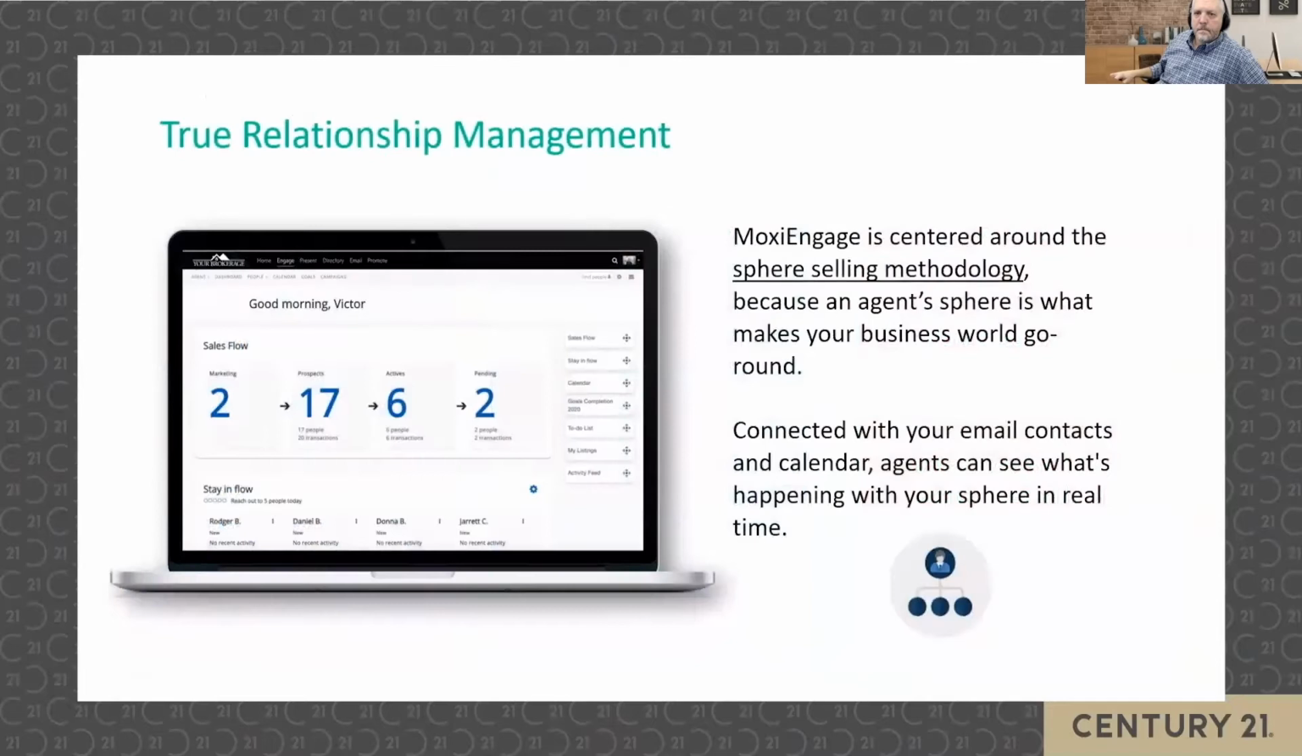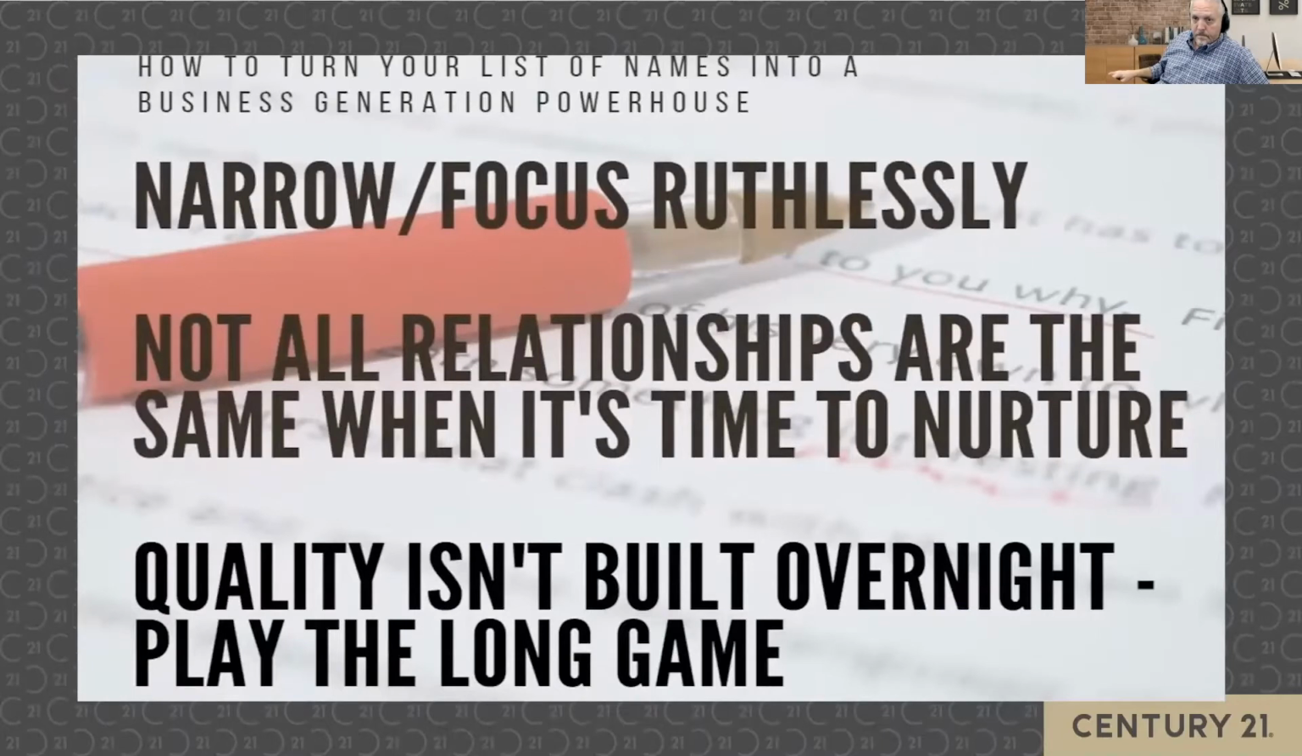As we've mentioned, Moxi Engage is centered around a sphere selling methodology because we know that an agent's sphere is typically where business comes from. And that's why we've tried to make it super easy for you to have that true relationship management by making sure it's connected with your email contacts and your calendar, so that you can see what's going on in your sphere. That's really important. The great thing about this dashboard is you can customize it, and it really does give you an all-up view of what's going on in your business at that time by having these integrations. So this is really important as you're starting to go down the path of what's the best way for me to use Moxi Engage to help my business.